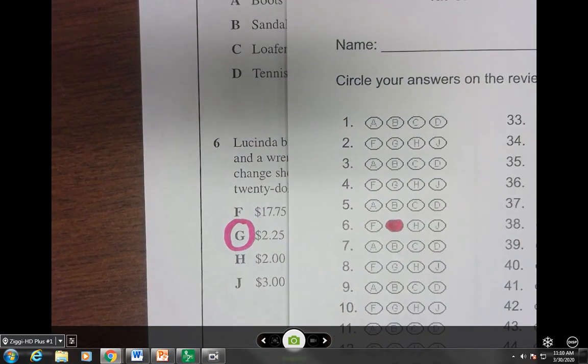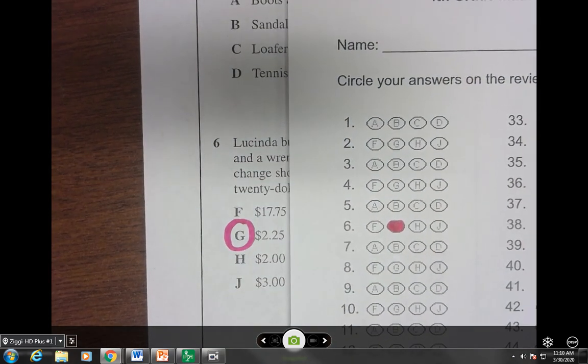Now, what we want you guys to do with this bubble sheet, once you're done with all of this, is you can either take a picture of it and email it back to us so we can grade it, or you can turn it back in with your packet. Yep, sounds good.